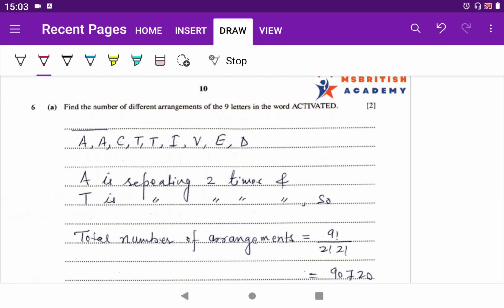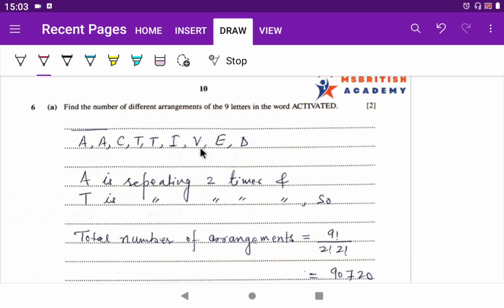Now question number 6, part A. Find the number of different arrangements of the 9 letters in the word activated. So first we will arrange in alphabetical order. A comes 2 times, then C, then T coming 2 times, I, V, E, D.